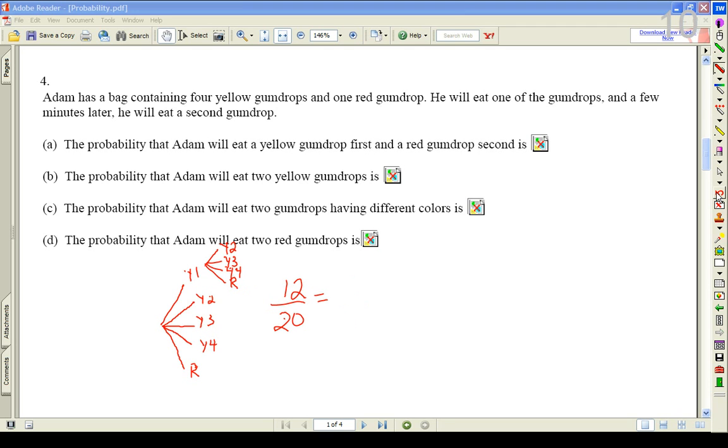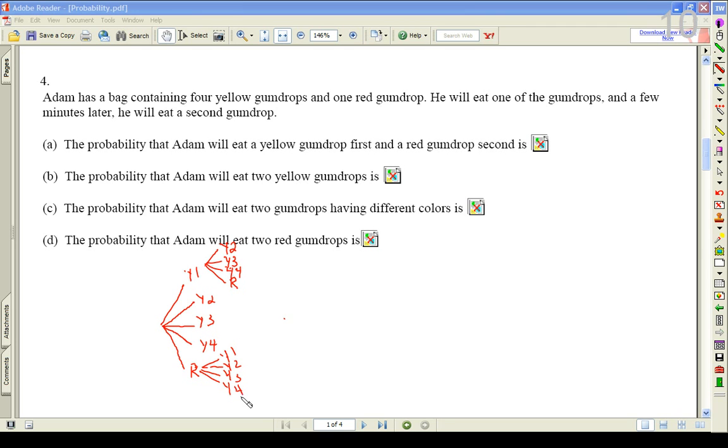Alright, for letter C. Letter C is a little tricky because we can have 2 different situations occur. It says the probability Adam will eat 2 gumdrops having a different color is, alright, so if I take a look, each of these yellow branches is going to have a yellow followed by a red. So there'll be 4 total there. So yellow, then red, there's 4. However, you have to also consider the red. Suppose I eat the red first, then that could be followed up by yellow, yellow, yellow, and yellow. So yellow 1, 2, 3, or 4. So there's 4 additional options.